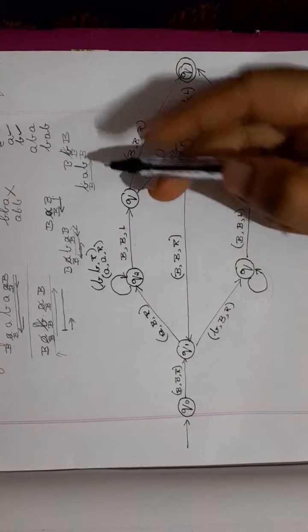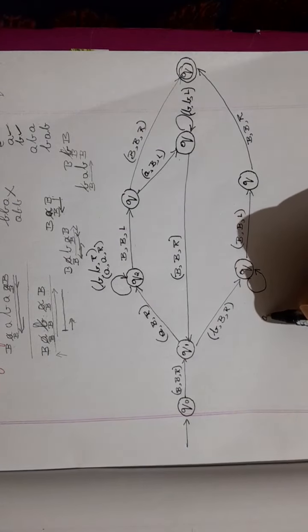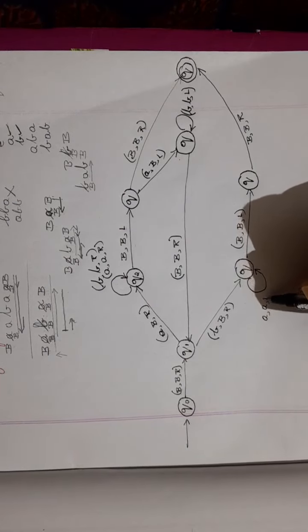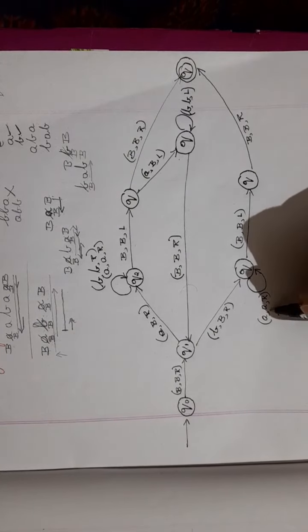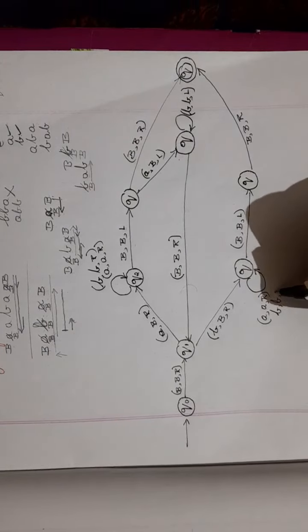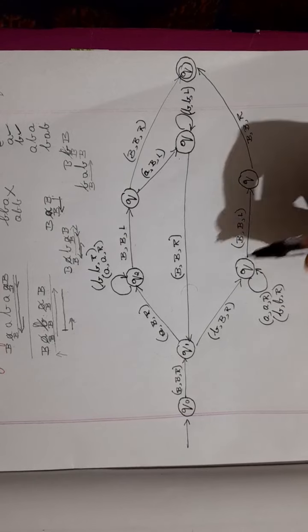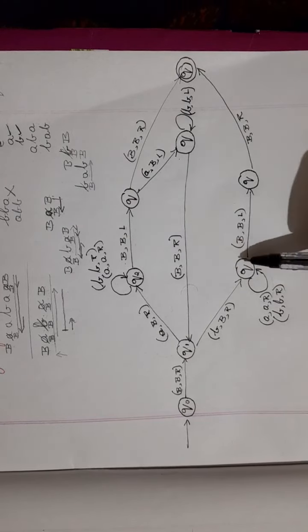Now I have A. If I am reading A, I'll keep it as A itself and then I will move right. If I am reading B, I'll keep it as B itself and then I will move right. So I'm done with this.